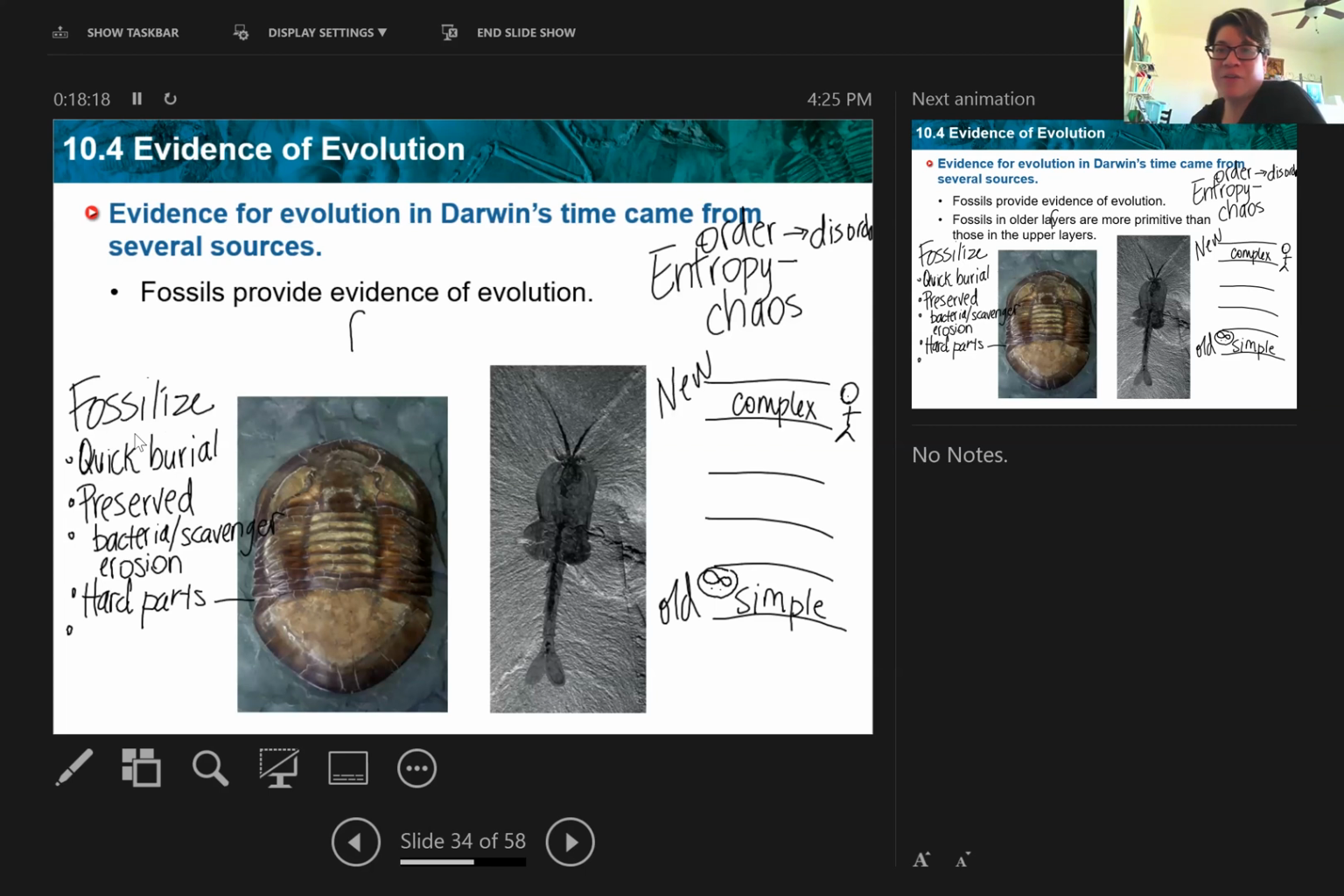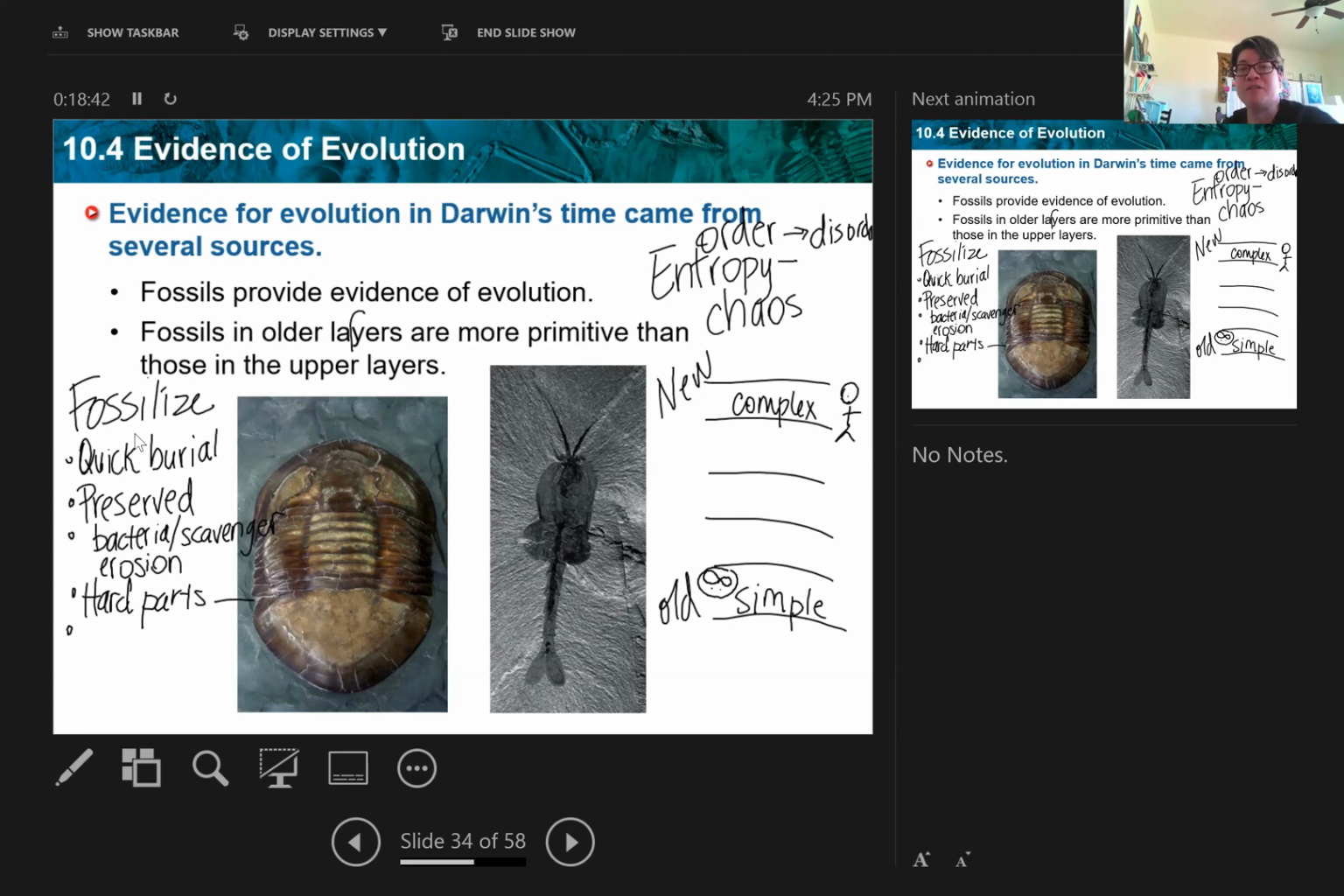We need it to have a quick burial. We need it to be preserved and not rot. We don't want bacteria to get to it, or scavengers. And it has to have hard parts like bones or shells. So a lot of the really soft organisms don't fossilize well, and the conditions have to be just perfect. We know that not everything that dies fossilizes. So sometimes it is really hard to get information about fossils.